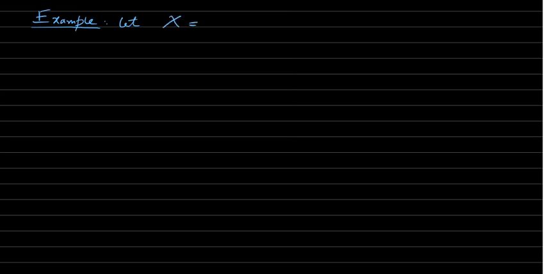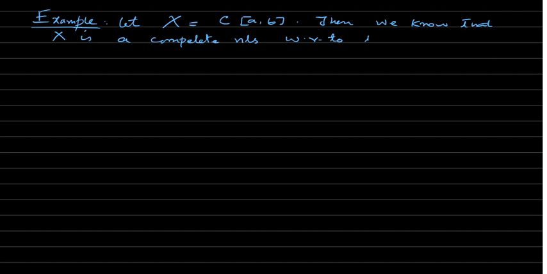Let X be equal to the set of continuous functions on some closed interval [a, b]. Then we know that X is a complete normed linear space with respect to the norm, this norm here: the norm of f is equal to the supremum over a ≤ x ≤ b, that is, x lies in the closed interval [a, b], of |f(x)|.